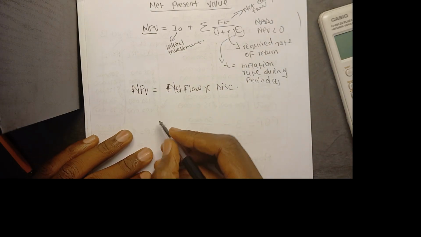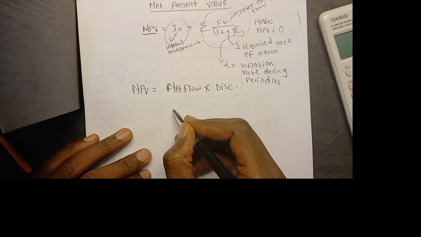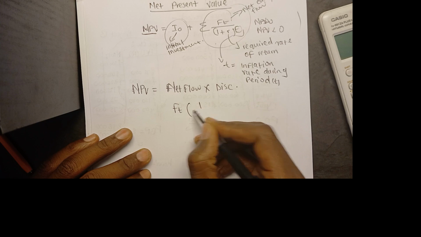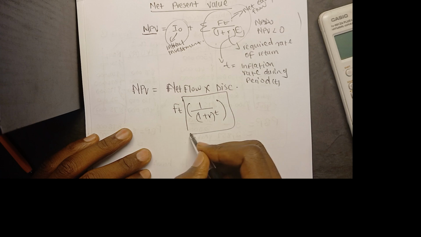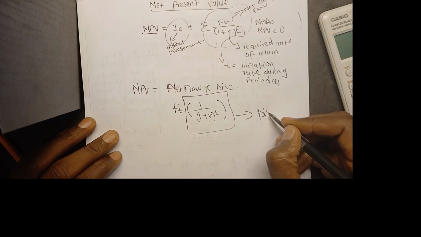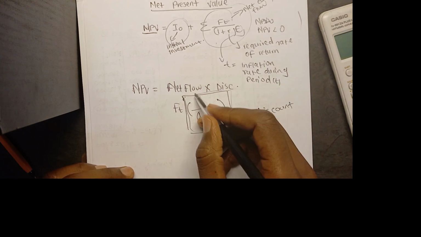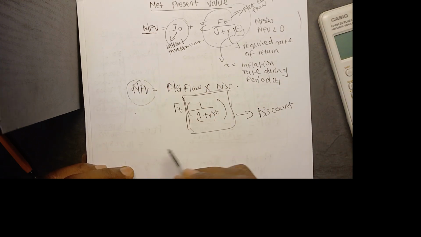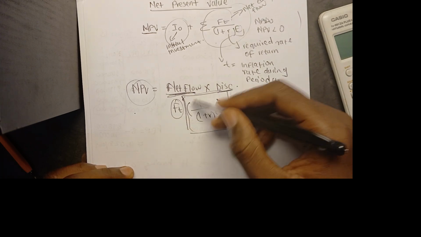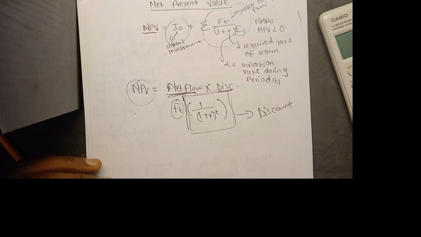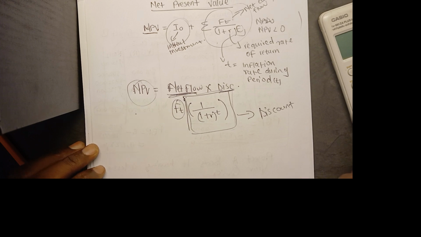Now look at this formula. Just focus on this, not on the initial investment. Focus on FT, 1 over 1 plus RT. This part is our discount factor. So when you are looking for the discount factor, you just have to take only this part. When you are looking for your NPV, you take the net flow and multiply it by the discount factor. I hope that makes sense. If it doesn't, write in the comment section that you need clarification, and I will be more than happy to help.